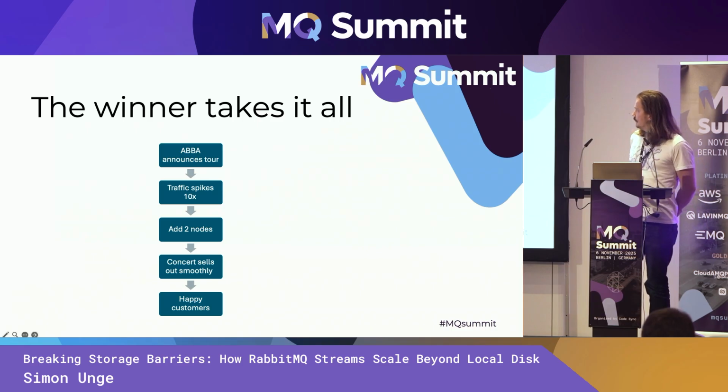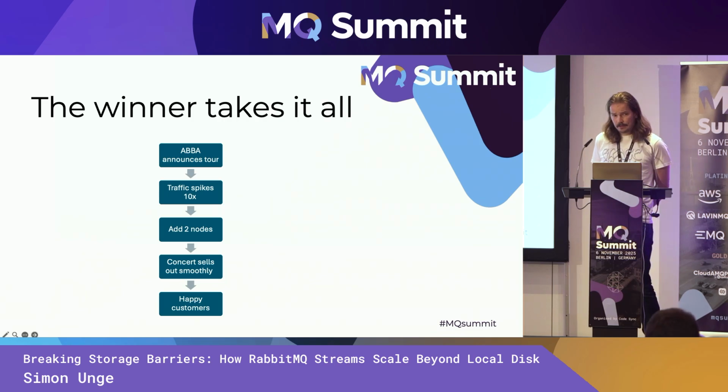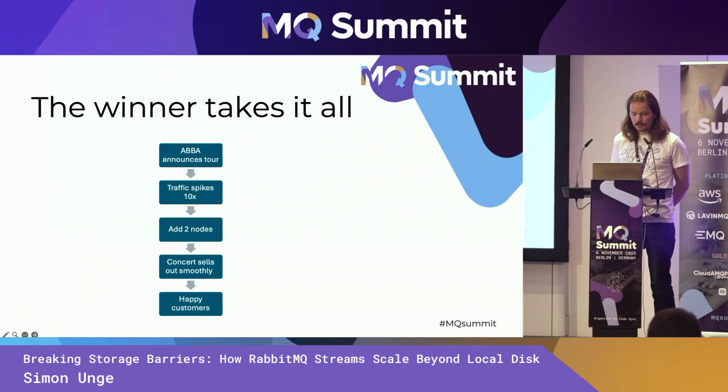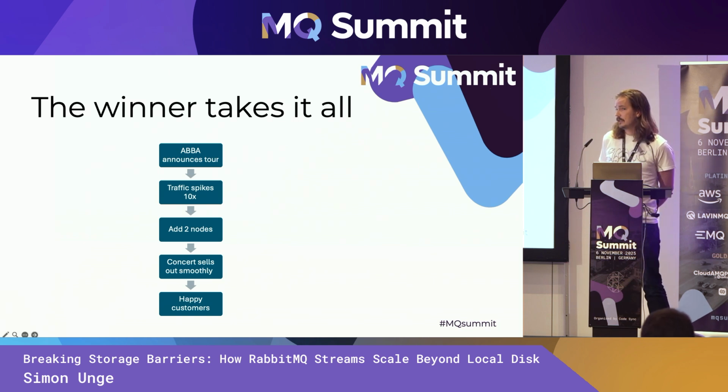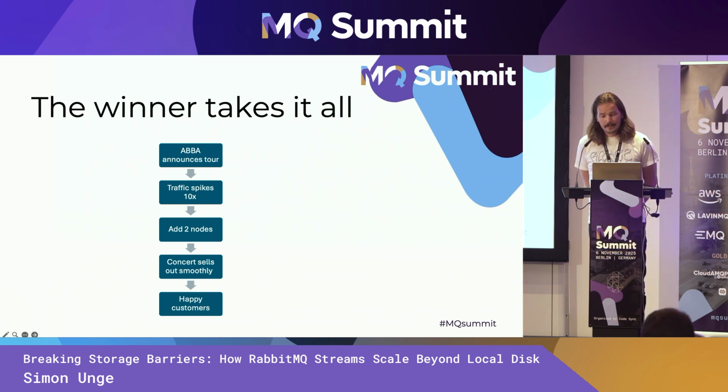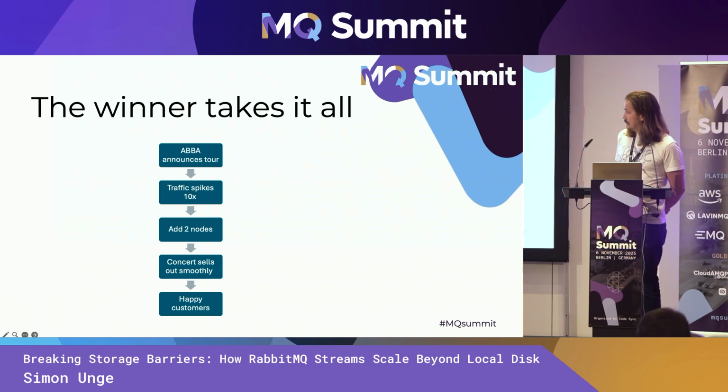So if we go back to our ABBA story, where ABBA announced their tour, and you saw the traffic spike, and we need to do something, and what we do is that we scale up, so we add 2 nodes. And now, in this new world, we get 2 nodes in seconds, and the concert sells out again, but it sells out smoothly. So you have happy customers, or maybe the customers who were there in time are happy. So the winner takes it all, and the winners are you and the customers, right?